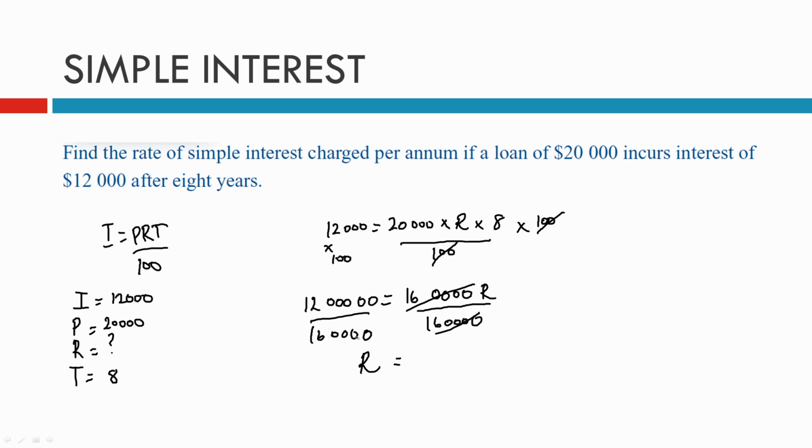And with this one, I've got 4 zeros here. That means I can get rid of 4 zeros here and here as well. And I've got 120 divided by 16. And the rate for this will be 7.5%. And that's how you do this question. So the actual answer is find the rate of simple interest at 7.5% per annum. Quite simple.